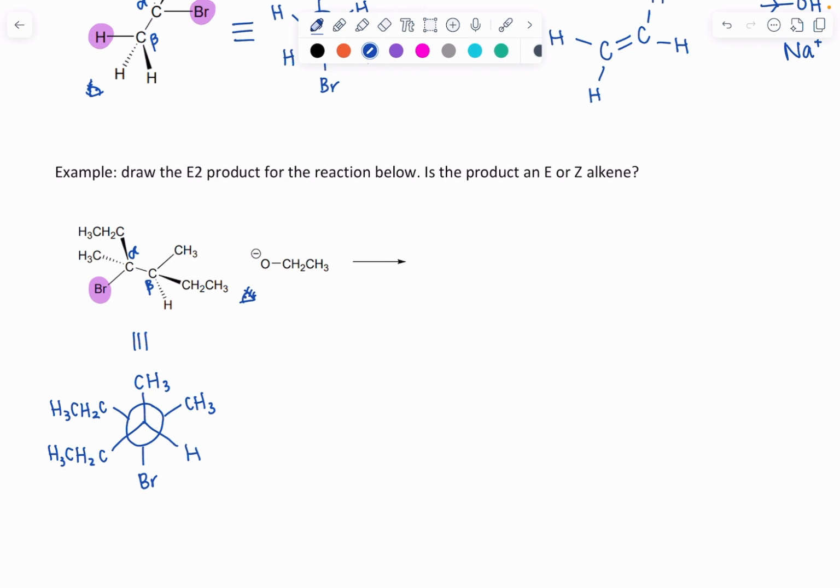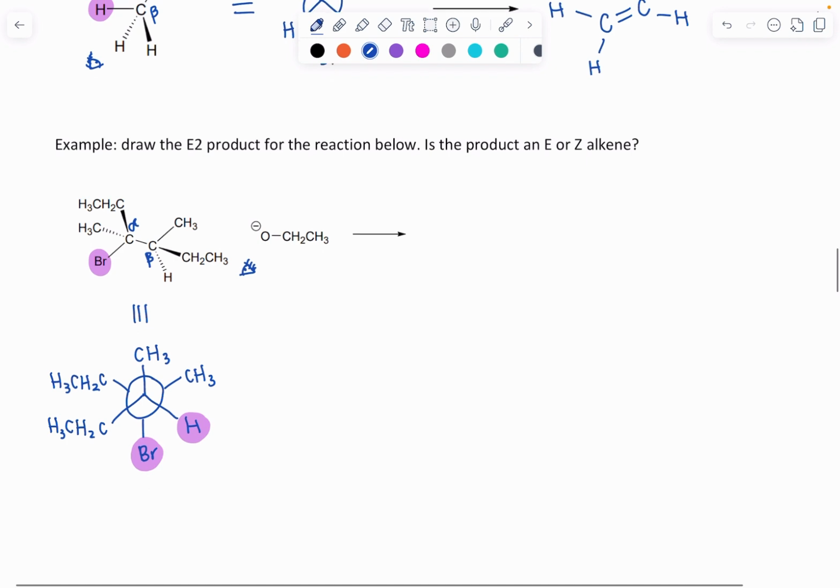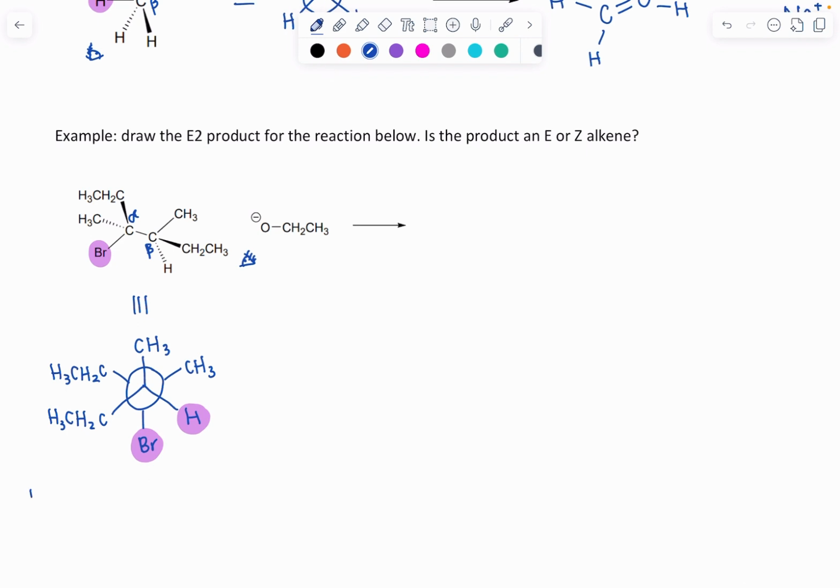Okay, so right now, as that molecule is drawn, the leaving group and the beta hydrogen that's meant to be eliminated are not anti to each other. So we will need to rotate the back carbon. Let's say we rotate, or the front. Let's rotate the front carbon. And we'll rotate counterclockwise 120 degrees.